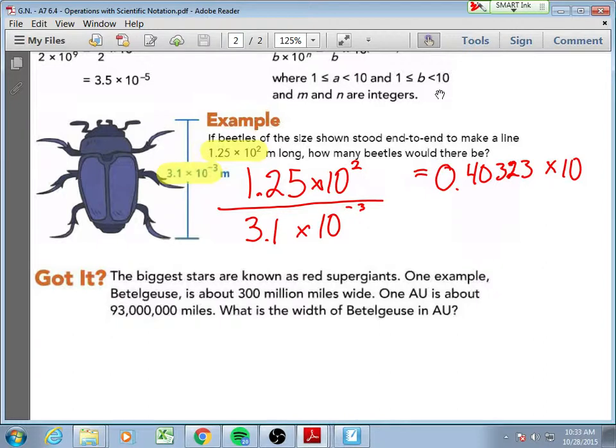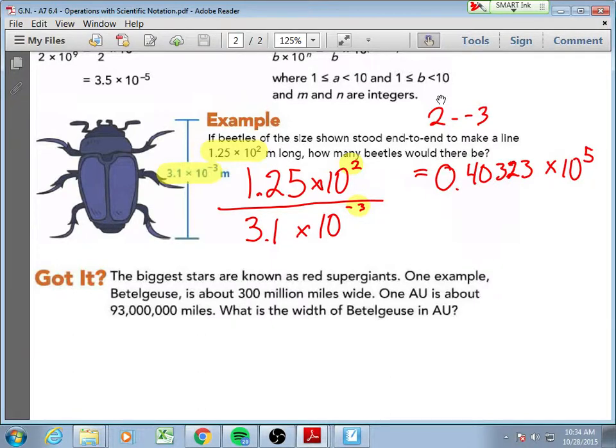The powers of 2 and negative 3. Well, my powers have to... So I'm going to do 2 minus negative 3, and minus a negative is addition. So we get times 10 to the 5th.